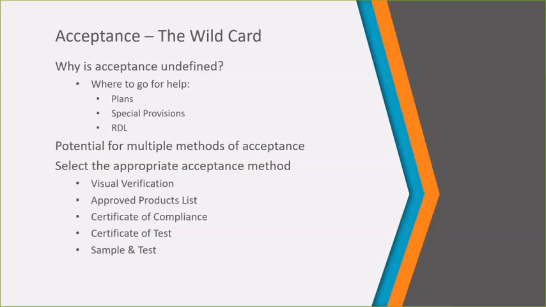Know that there is also potential for multiple methods of acceptance. Sometimes you'll see on your required documents list or in your specials that acceptance is by certificate of compliance and certificate of test. So in that case, you're going to want to include two different acceptance methodologies on your sample record.